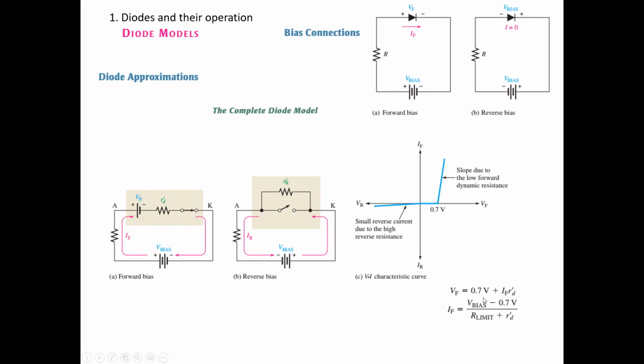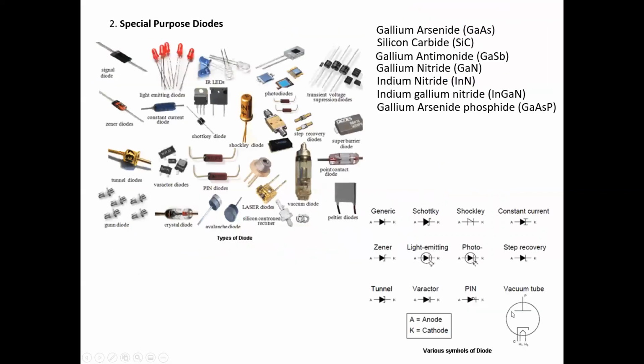Then the forward voltage is actually not exactly 0.7. You will see a slightly increased one. Forward current multiplied by this internal resistance gives us the exact forward voltage. And the exact value of the forward current is given by V bias minus 0.7 forward voltage divided by R limit plus R dash D. But this R dash D will be a very small value.